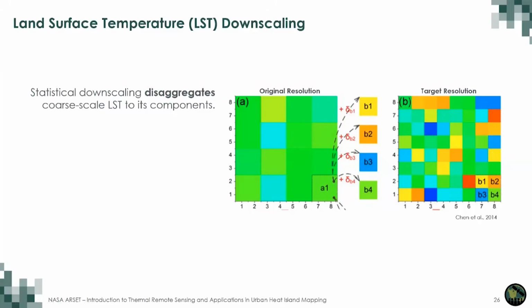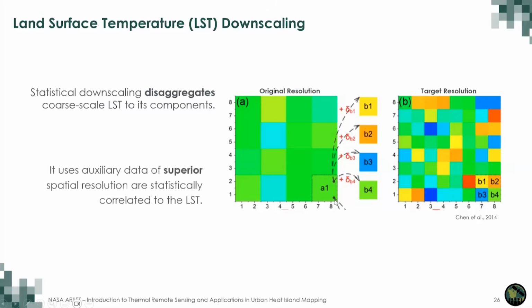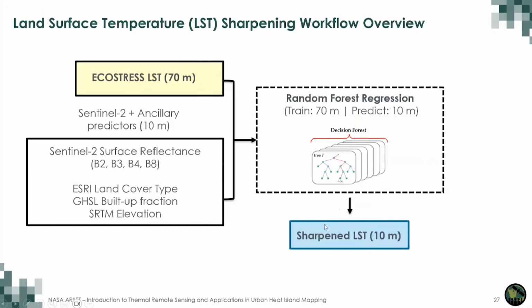This illustration shows that quite nicely. It's from Chen et al. and colleagues, and shows how a single coarse pixel, A1 in this case, gets disaggregated into 4 subpixels, B1 through B4, using the relationships learned from the higher resolution covariates. And we'll actually be doing this at a finer scale. So we'll be taking one ECOSTRESS pixel and dividing it up into 50 different individual pixels. So that's 70 meter to 10 meter resolution.